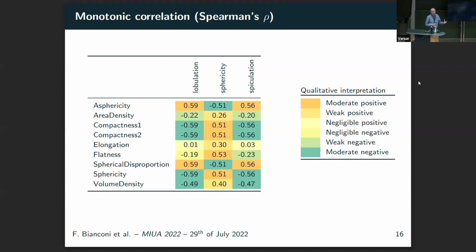The Spearman's rank correlation coefficient didn't return significantly different results from the linear correlation analysis, so there's not much to add to this slide. The trend was more or less the same as we obtained for the linear correlation analysis.